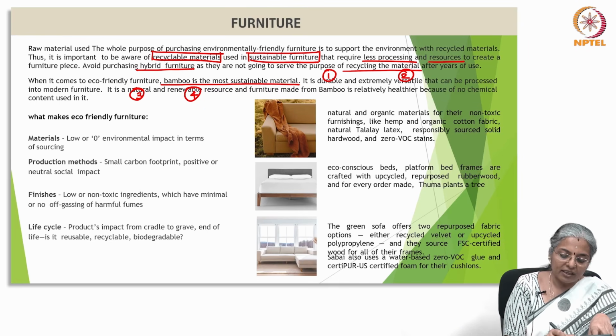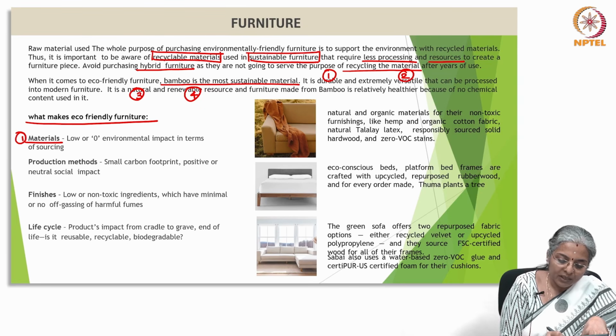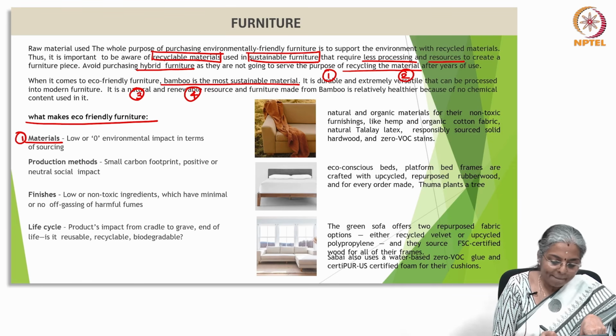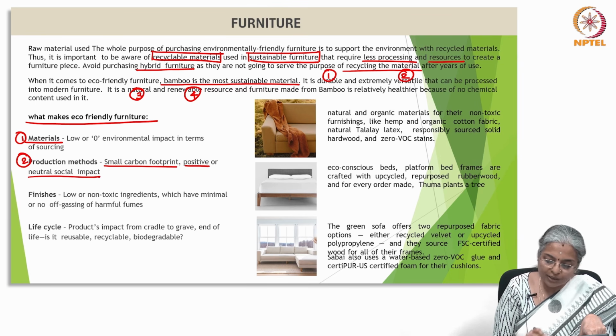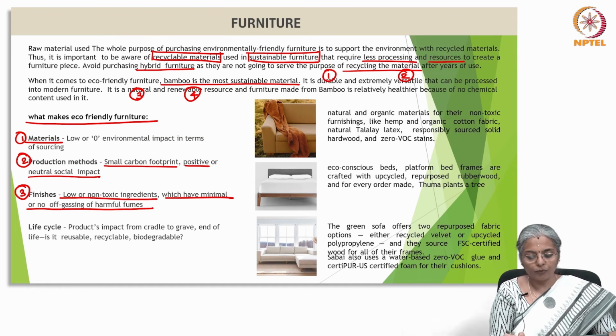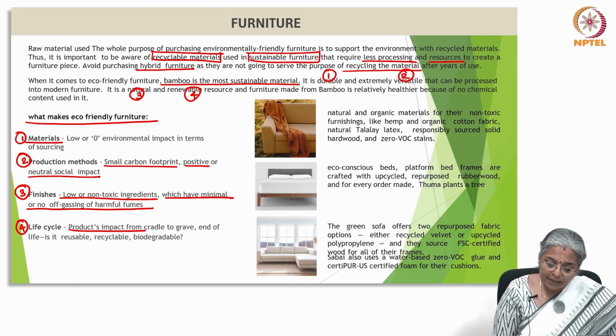So, what makes an eco-friendly furniture? First is the materials: low or zero environmental impact in terms of sourcing. Second is production methods. So, we can have a small carbon footprint which can have a positive or neutral social impact. Then we can have finishes which are low or non-toxic ingredients which have minimal or no off-gassing of harmful fumes. Then we should consider the life cycle, the product's impact from cradle to grave, end of life.